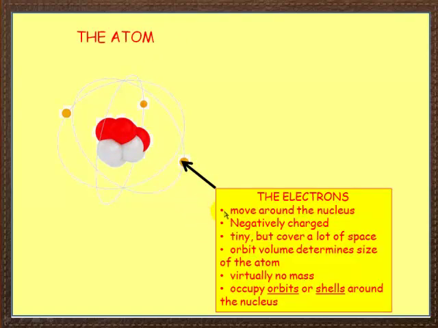Some facts about electrons: they move around the nucleus. They are negatively charged. So if protons are positive, electrons are negative. Compared to the protons and neutrons, electrons are tiny. But because they're whizzing around, they cover a lot of space, and this orbit volume actually determines the size of the atom. They've got virtually no mass. Compared to these big guys here, they are tiny. They occupy orbits or shells around the nucleus. Some books refer to them as orbits, some as shells, some even call them energy levels. But that's where electrons live, in orbits around the nucleus.